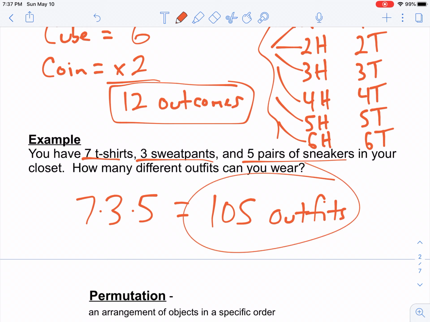All right, that's it for counting principle. All it is, you just multiply the different outcomes for each category, and then that gives you the total number of possible overall outcomes.